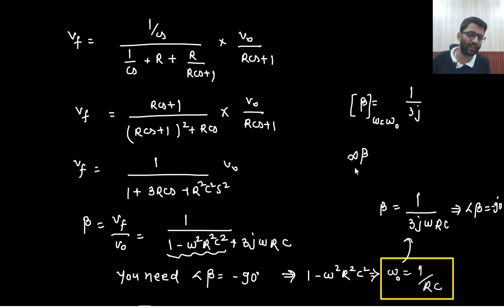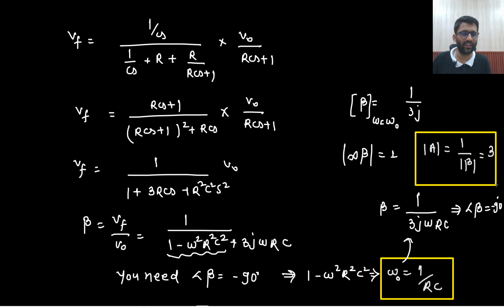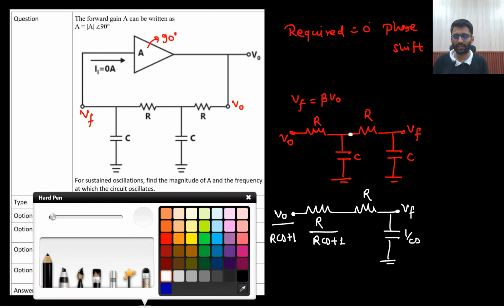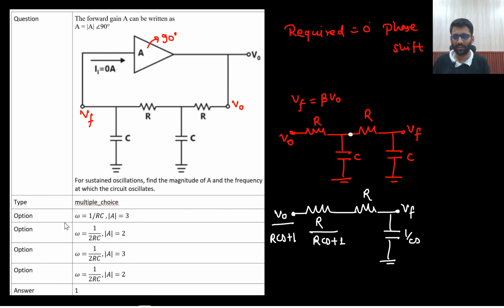So basically what is the condition? A beta should be equal to 1. So mode of A should be equal to 1 by mode of beta, and mode of beta is 1 by 3. That means mode of A should be equal to 3. So two conditions we needed to find. What is the value of A? That is 3, and omega equals 1 by RC. Well and good, so this is the answer. Very good question.